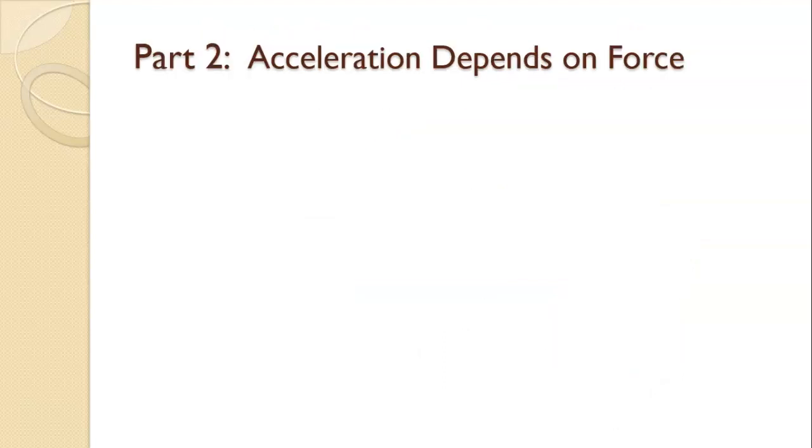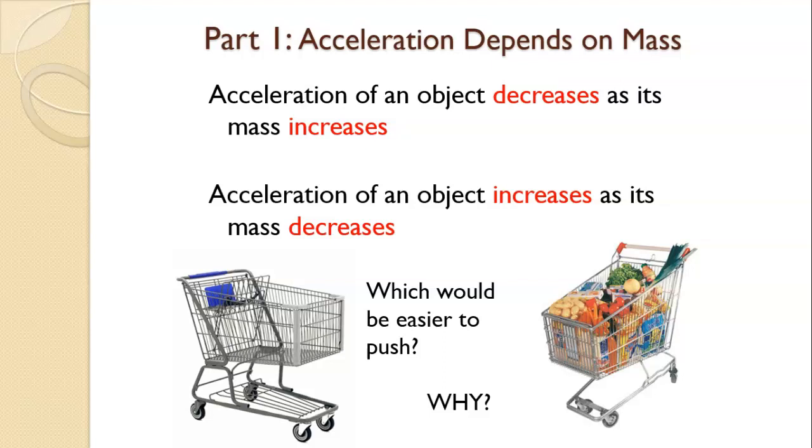So we looked at the fact that acceleration depends upon the mass of an object. And if we go back to this slide for just one moment, you will notice that it says that acceleration decreases when the mass increases, and the acceleration increases when the mass decreases. We call this an inverse relationship because as one thing is decreasing, the other is increasing, or vice versa. They don't both increase or both decrease. So we call this an inverse relationship between these two objects.